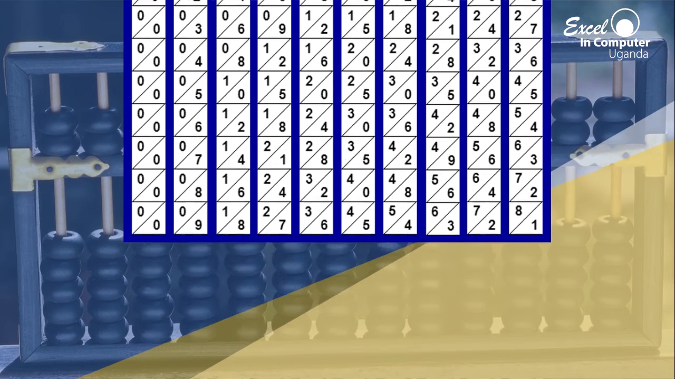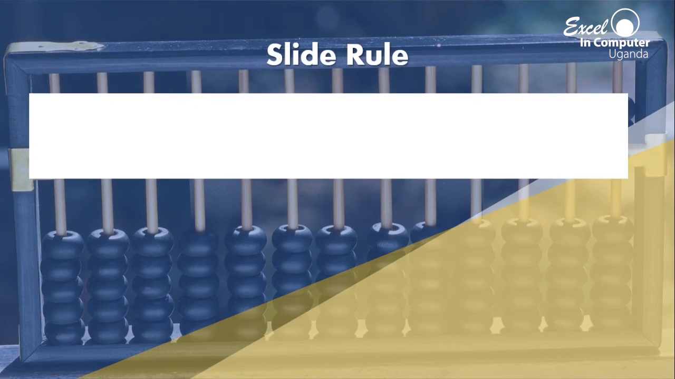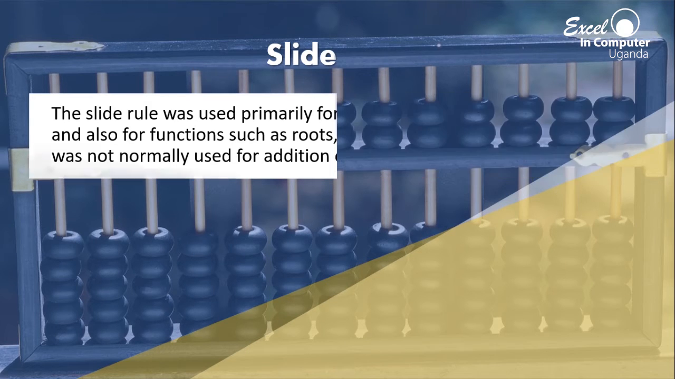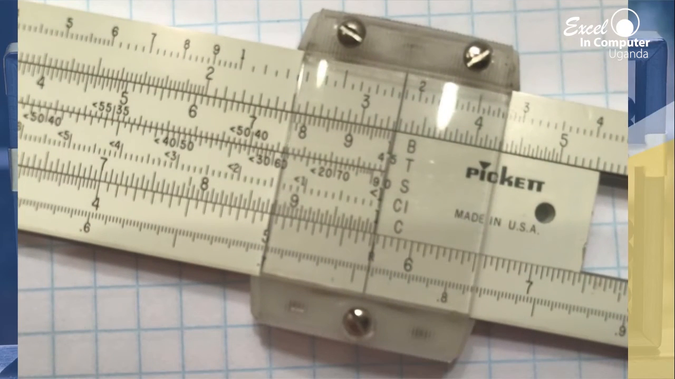And after I've looked at that, we're also going to be looking at the slide rule. The slide rule was used primarily for multiplication and division, and also for some functions such as roots, logarithms, and trigonometry, but was not used for addition and subtraction. So maybe it looked like a log table. So this is the slide rule. That's how it looked back then.